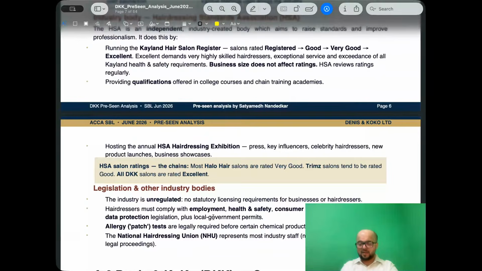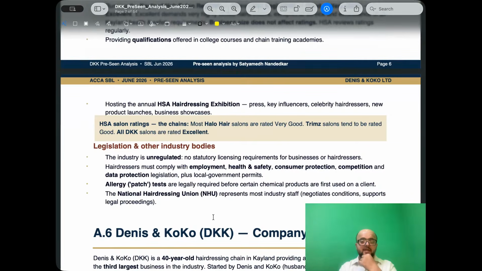What will happen with this anyway, this is not the Companies Act at the end of the day. Hairdressers must comply with employment, health and safety, consumer protection, competition and data protection legislation. Get a haircut in India, and data protection, they don't even know their own names. Plus local government permits, yes, this you need.